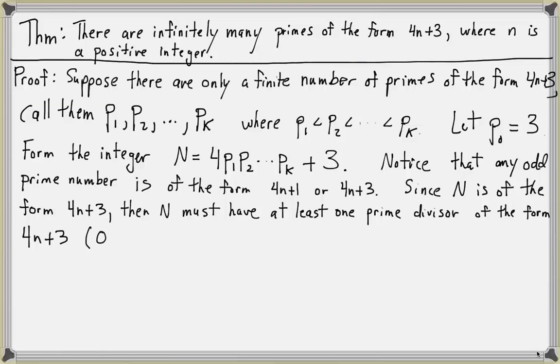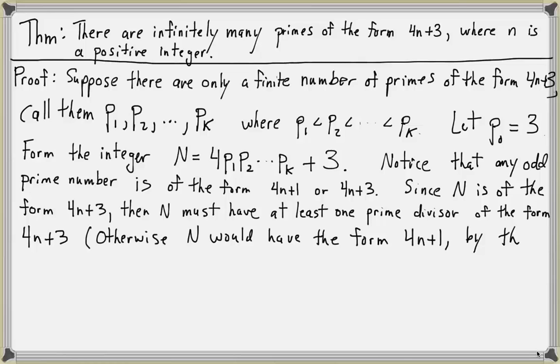Otherwise, capital N would have the form 4n plus 1 by the previous lemma. So N has a prime divisor of the form 4n plus 3, and we're going to show that none of the prime numbers P1 through Pk can divide capital N. Therefore, we can conclude there must be an infinite number of primes because we found another prime of this form not in this complete list.